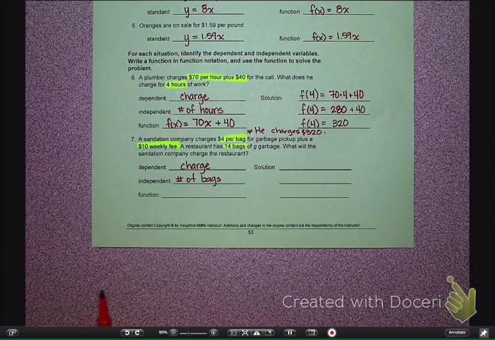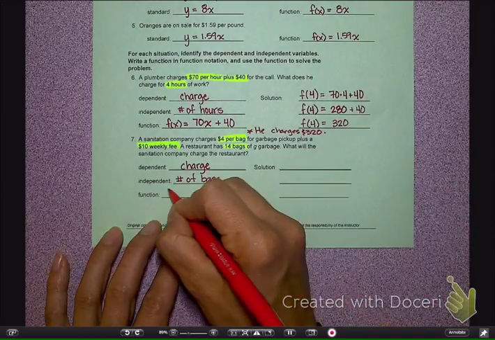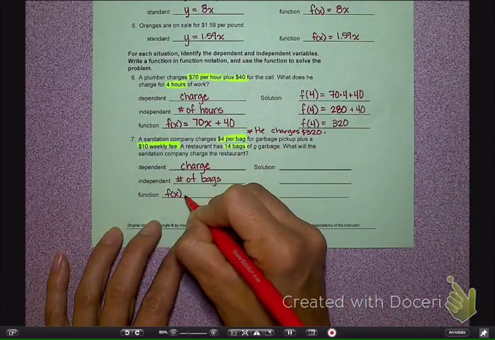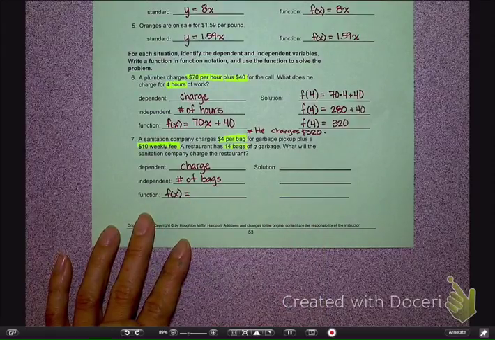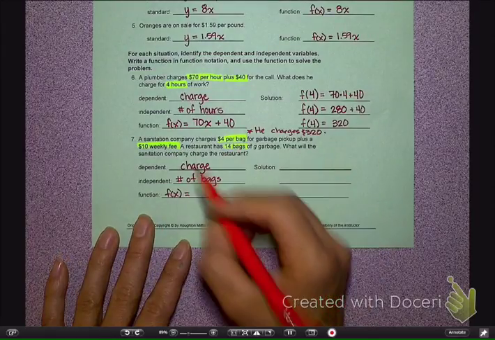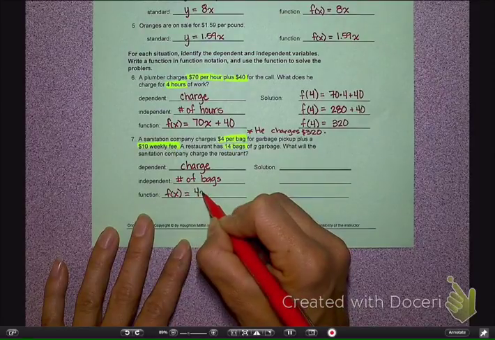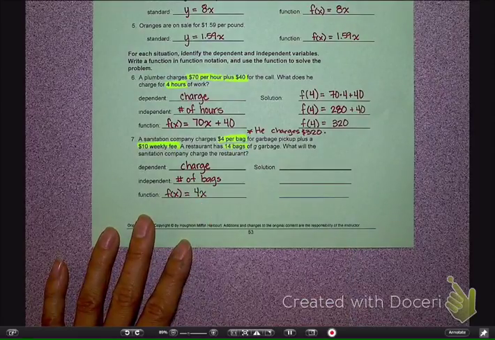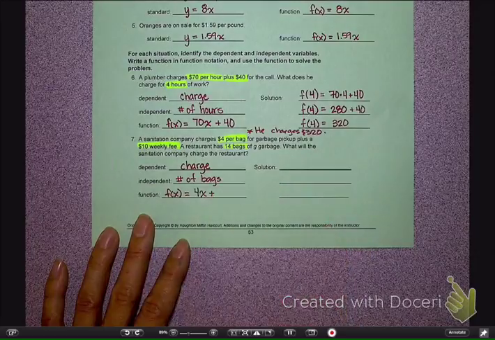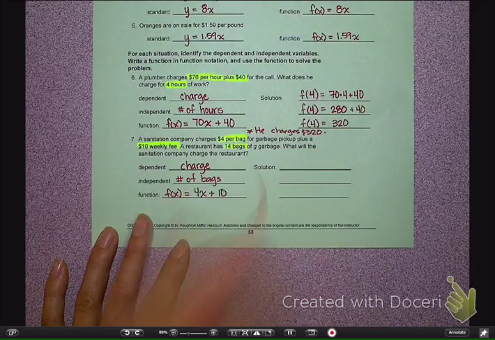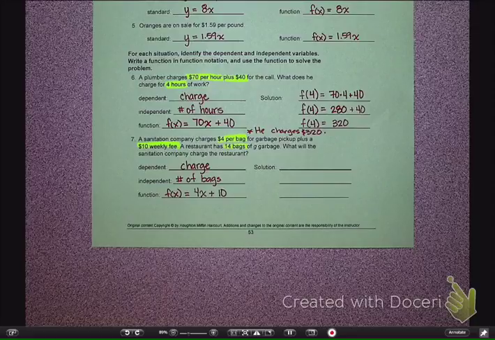All right, so now let's write a function. f of x equals, $4 per bag. So our charge equals $4 times the number of bags. Let's let that be x, plus our $10 weekly fee. Does that make sense how we got that? Okay, now let's solve it.